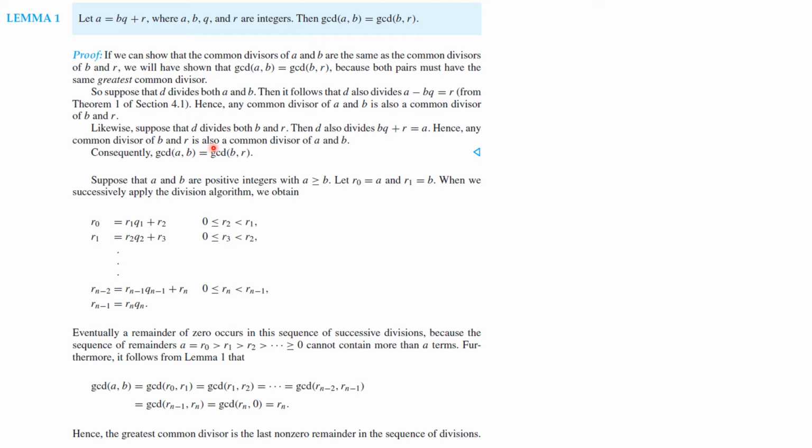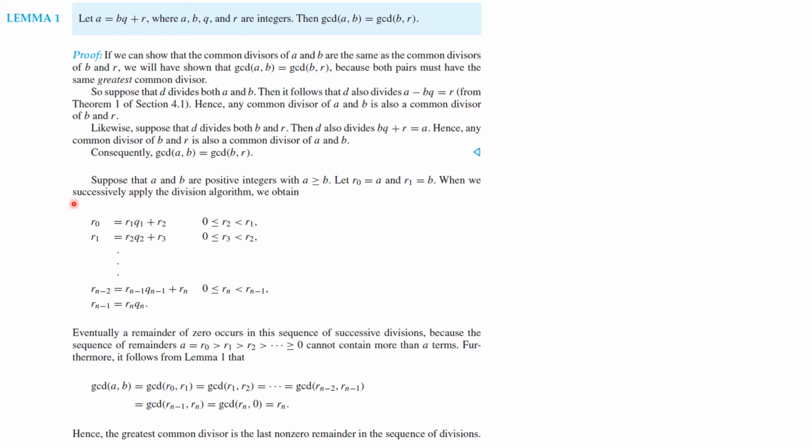Likewise, suppose that D divides both B and R. Then D also divides BQ plus R, equal to A. Hence, any common divisor of B and R is also a common divisor of A and B. Consequently, we have proven the theorem. This is the same as that statement.